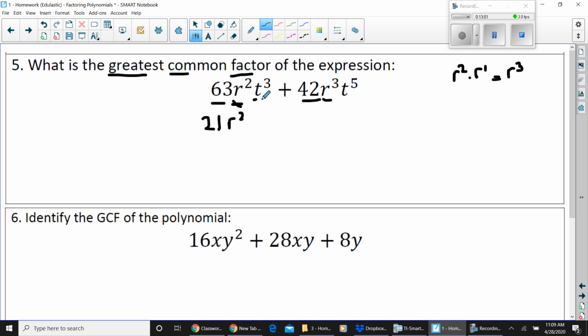All right, now t to the third and t to the fifth. T to the third is the greatest common factor between those two. T to the third is a factor. T to the third times t squared equals t to the fifth. And that's it. This is the greatest common factor. That is the answer.